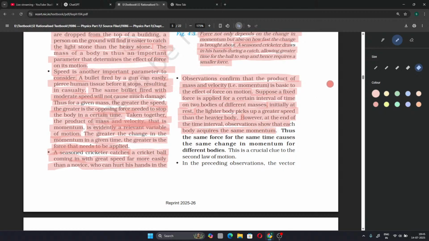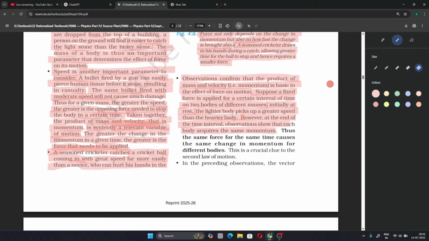Basically, we know that the product of mass and velocity is momentum, and this is the basic effect of force on motion. When we apply a force, the body will gain momentum. Okay, let's assume a scenario where a fixed force, maybe 10 Newton of force, is applied for a certain interval of time on two bodies. One is a light body and the other is a heavy body.